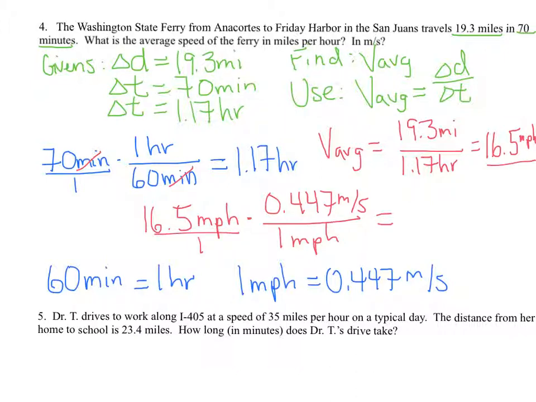So I can multiply out my numerators and my denominators. I'm going to end up punching in 16.5 times 0.447, and I end up with 7.38, and let's check our units. Miles per hour cancel out, so I end up with meters per second, and that is my answer to the second part of that question.